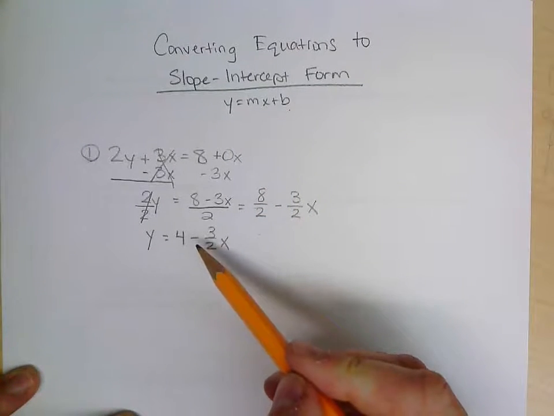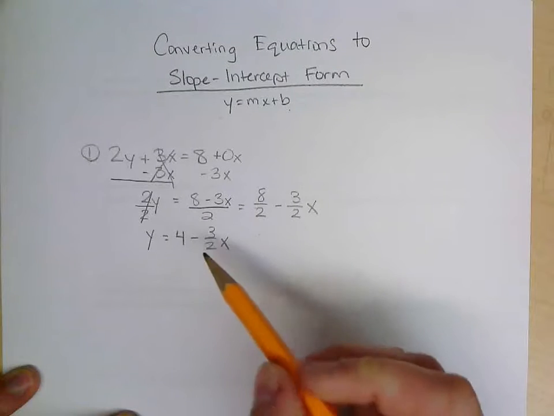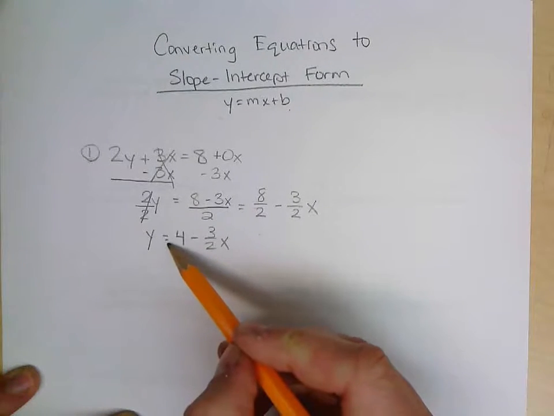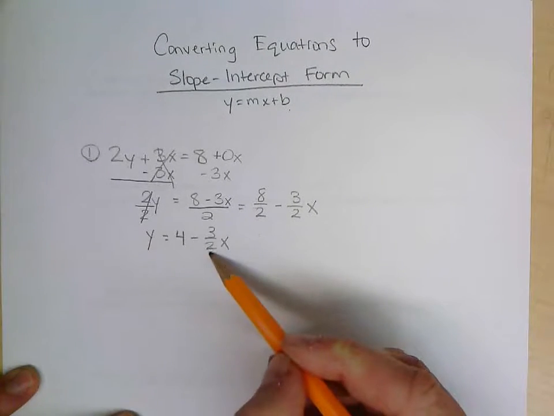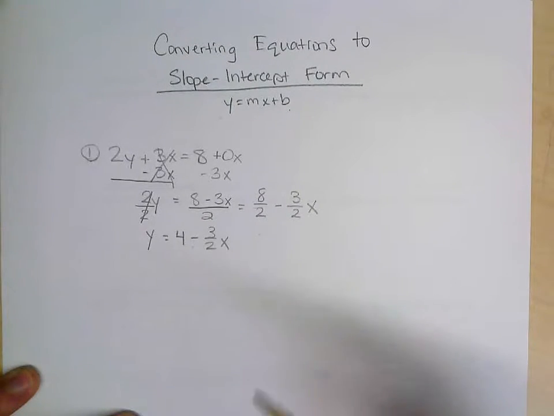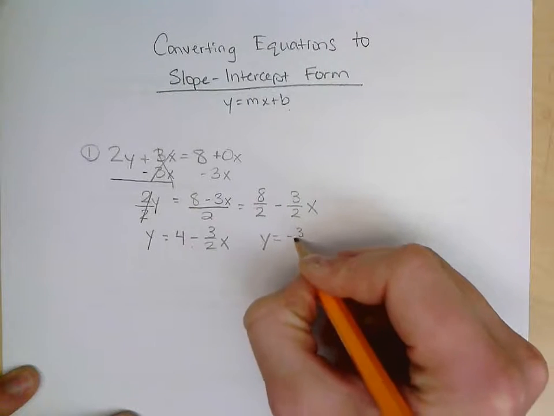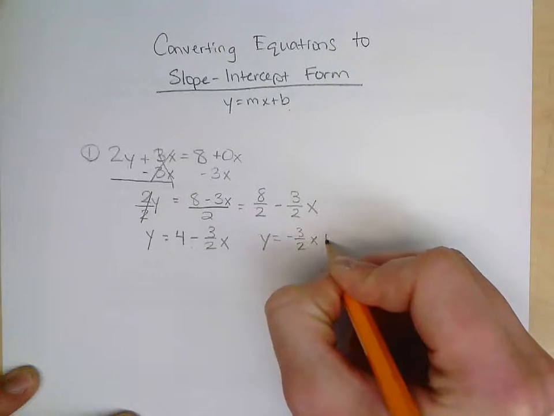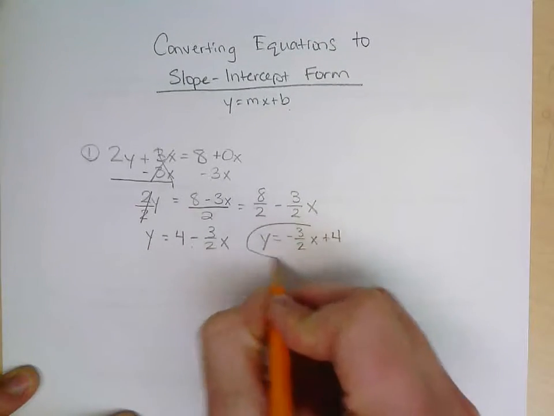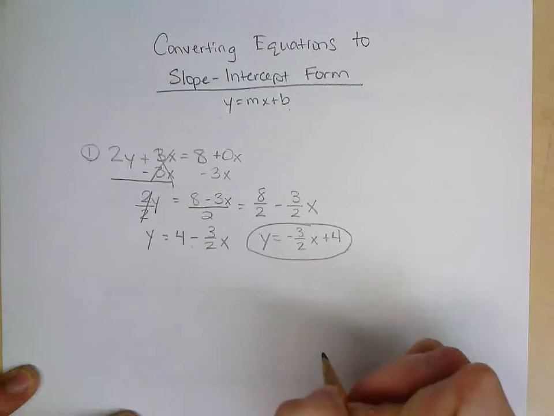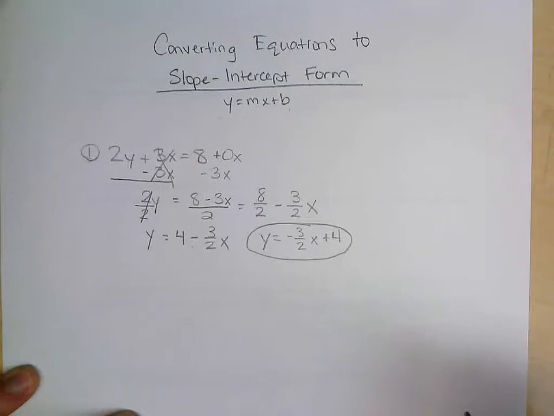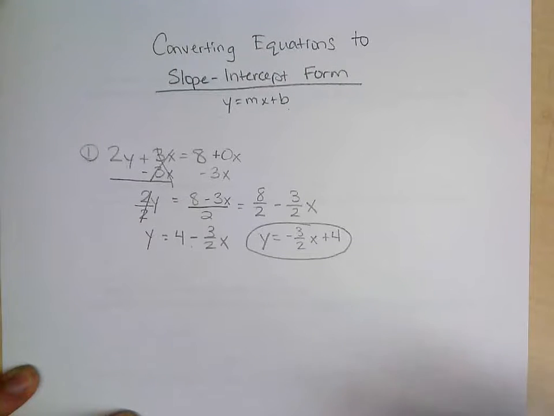And remember that the sign to the left of the number always stays with it. So here this 4 has no sign in front of it, so it's positive. This 3 halves x has a negative sign in front of it, so when we rewrite it, we would rewrite it as y equals negative 3 halves x plus 4. And we can pretty easily graph that because we know that the y-intercept is 4 and it has a slope of negative 3 halves, meaning that it goes down 3 for every 2 that it moves to the right.